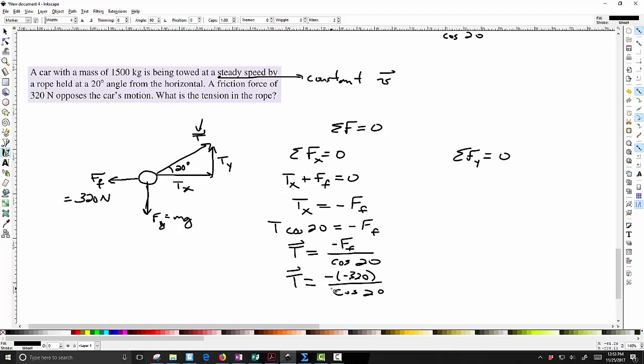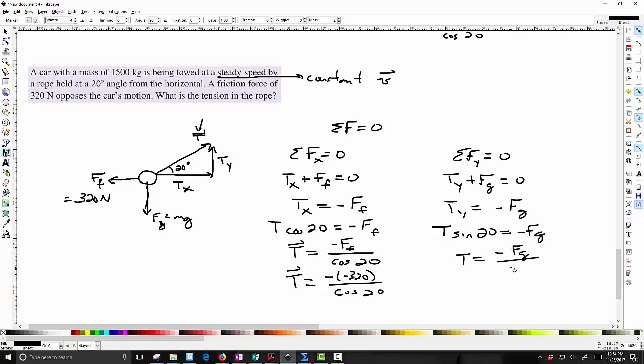We could also do it in the y direction, figure out the same thing. So in the y direction, I would do Ty, this one, plus the Fg is equal to 0. So Ty is equal to negative Fg. So Ty, if I put it in terms of T, that would be T cosine 20 is equal to negative Fg. And T is going to be negative Fg divided by sine 20. And where Fg is mg. So we would just multiply 1500 times 9.8. Divide, we should get the same thing.